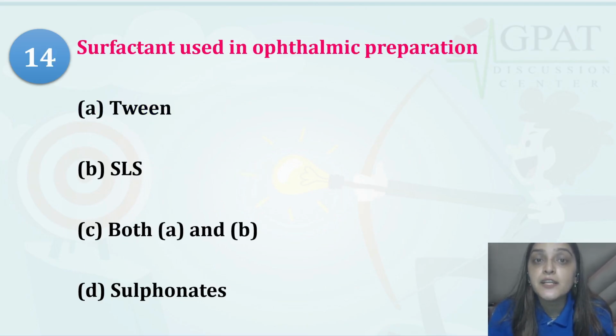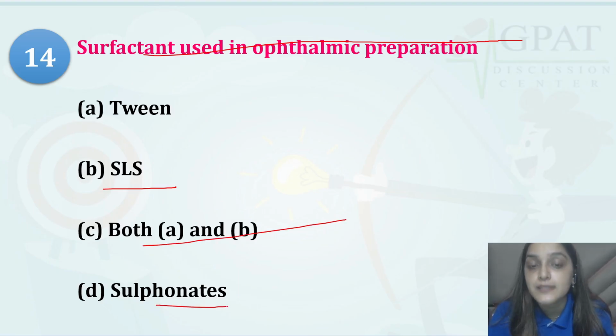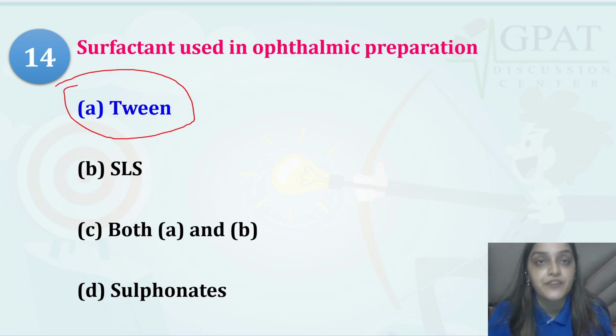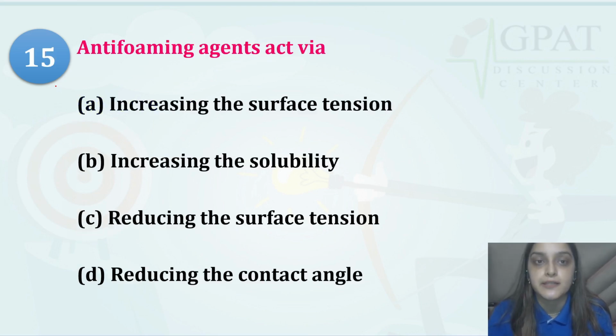Next, surfactants used in ophthalmic preparations can be Tweens, sodium lauryl sulfate, both, or sulfonates. For ophthalmic use, we generally use non-ionic surfactants, mainly these hydrophilic surfactants, which are polysorbates. Tweens are polysorbates, hydrophilic in nature, non-ionic surfactants. LPSO 20, 40, 60, 80: laurate, palmitate, stearate and oleate. Please remember these details.